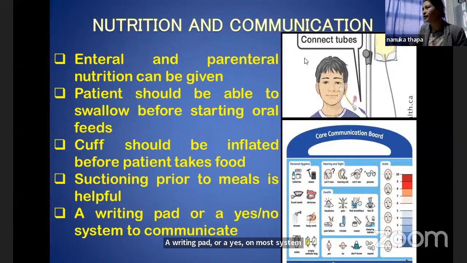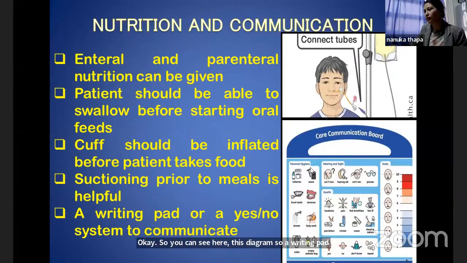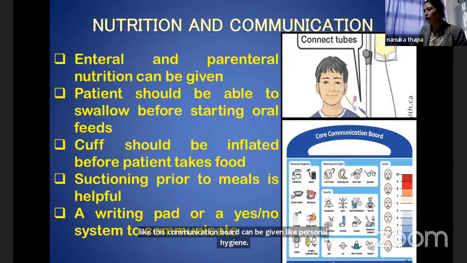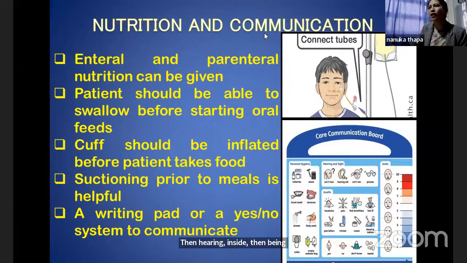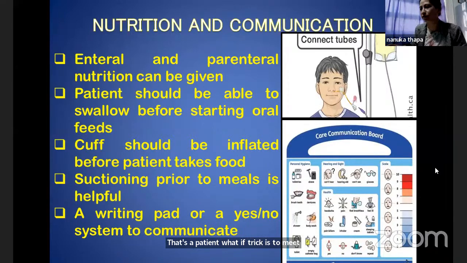So you can see here in this diagram, a writing pad, like this communication board, can be given, with items like personal hygiene, hearing and sight, then pain scale, okay? So can you answer me? Can a patient with a tracheostomy speak for himself? Yes, no. So the majority of you are saying no, okay?